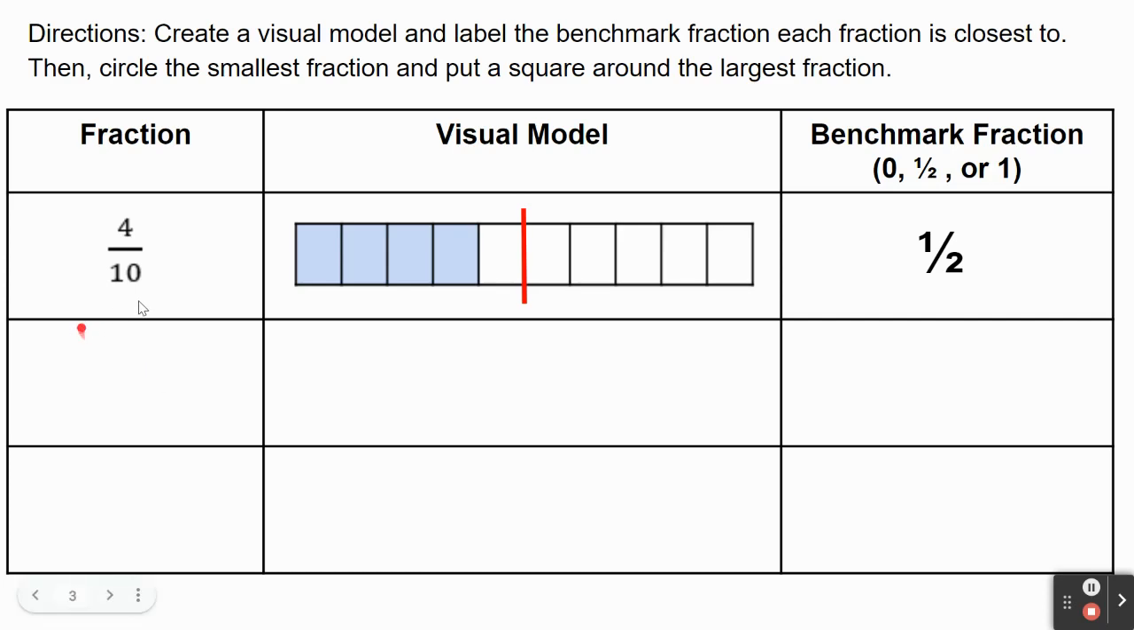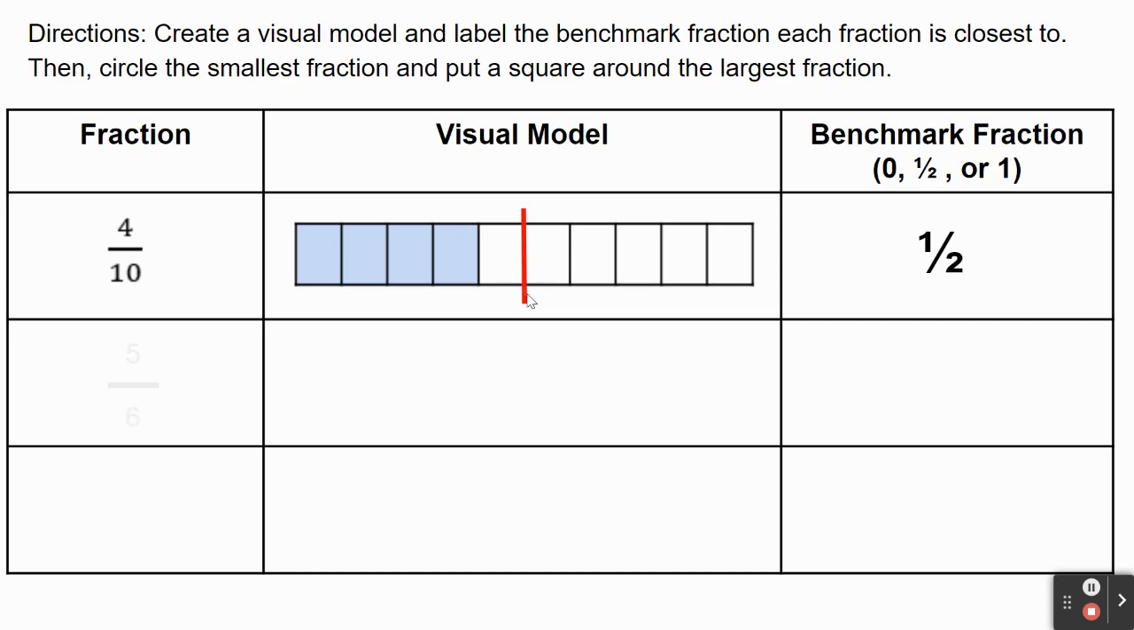They give us 4/10, so that means we're going to create a model, and it's broken up into 10 equal parts. We're shading 4 of those parts since the numerator is 4. We have this line here down the middle to show where that halfway mark point is. Since there are 10 parts, halfway would be 5. So we put a line after the 5th part to show where halfway would be. We can see in our shaded parts, we are only 1 part away from the halfway point. So that means this fraction is closer to the benchmark fraction 1/2.